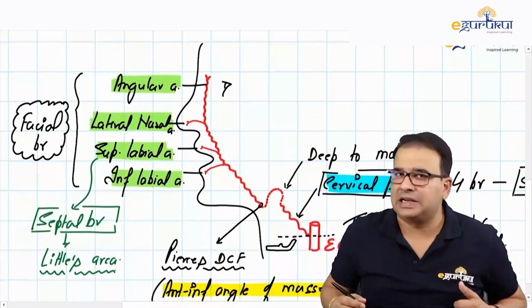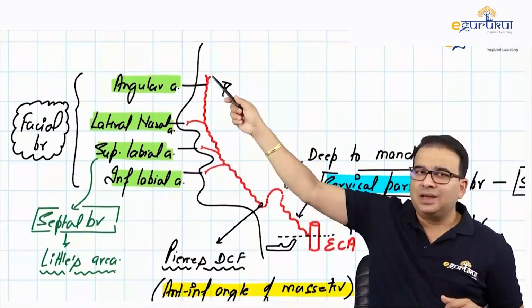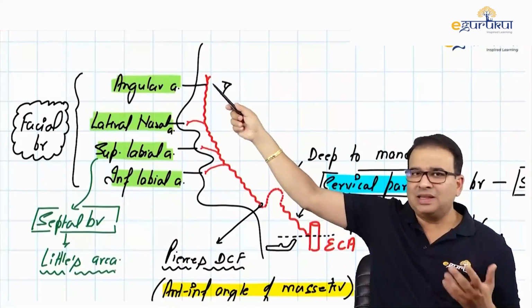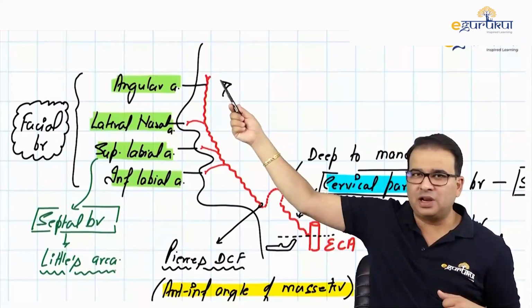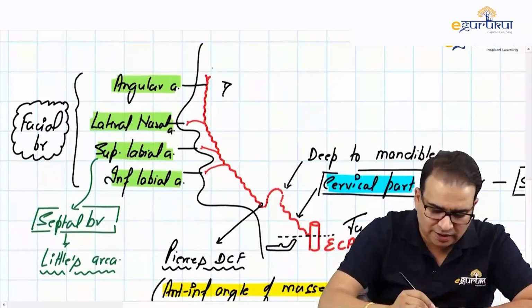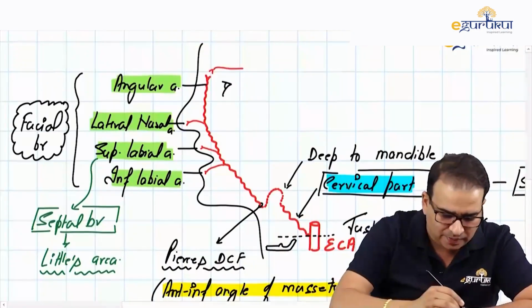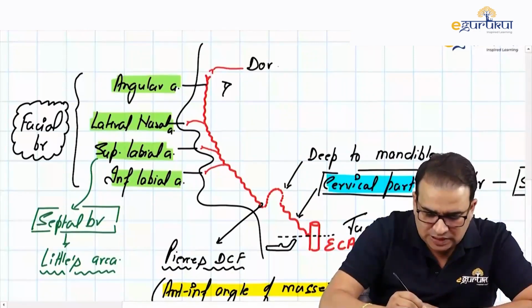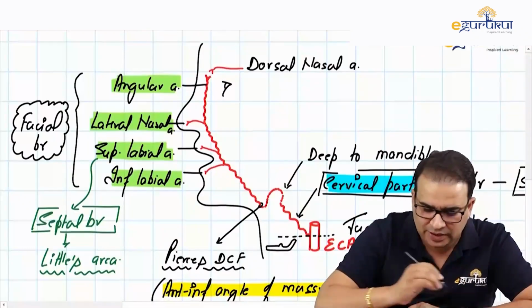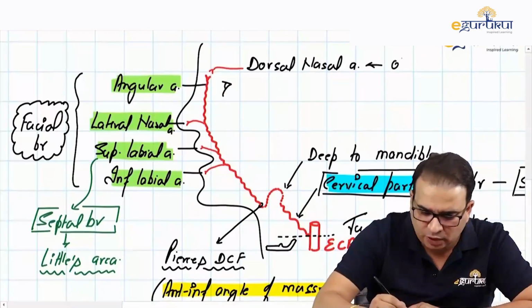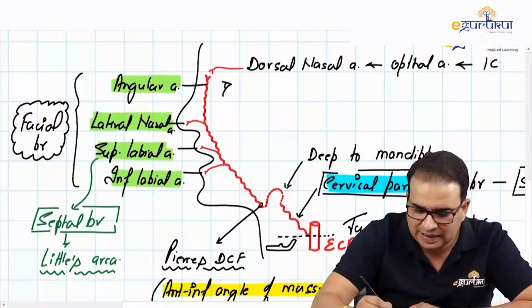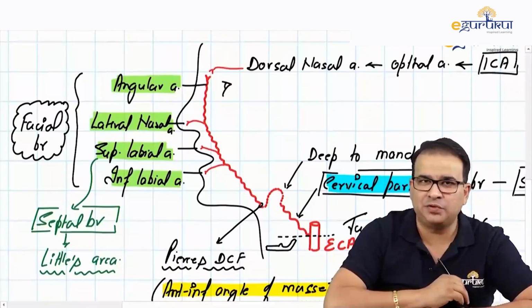How exactly does the facial artery terminate? Well, this here is the terminal branch of the facial artery. It's not the end artery, it's just a terminal branch of the facial artery. And this angular branch of the facial artery ends by anastomosing with the artery called the dorsal nasal artery. Dorsal nasal artery is a branch of the ophthalmic. And as we all know, the ophthalmic artery is a direct branch of the internal carotid.